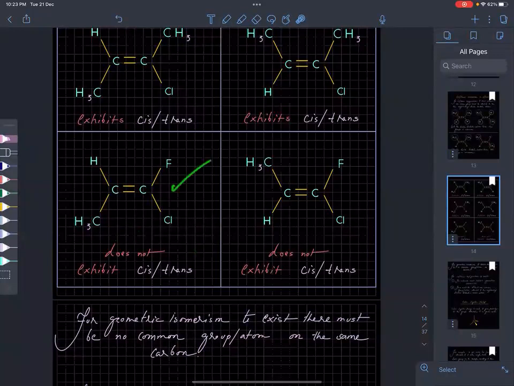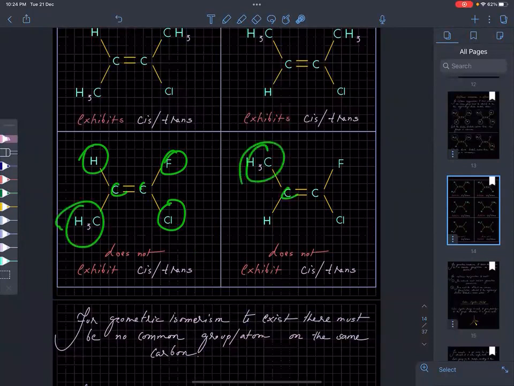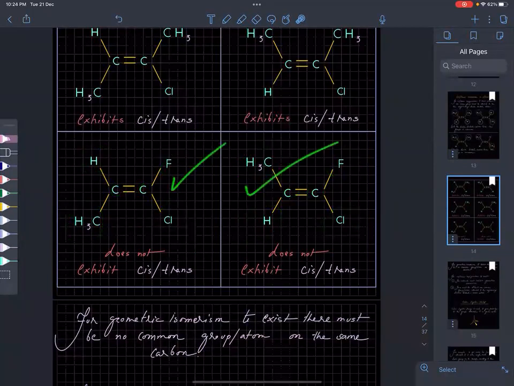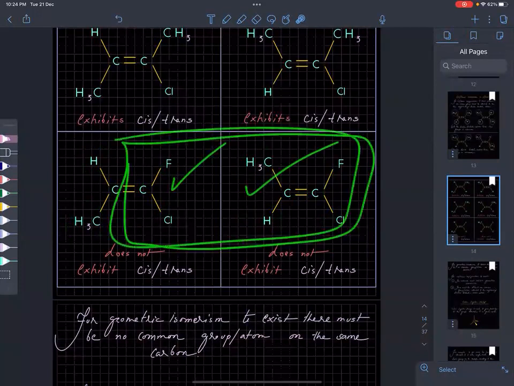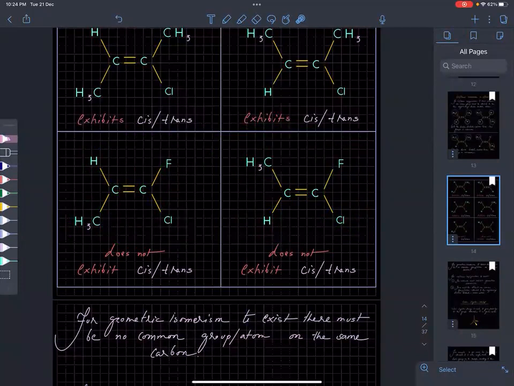But this shows geometrical isomerism. Why geometrical isomerism? Because this carbon has no same groups attached. This carbon also has no same groups attached. This carbon has no same groups attached. This carbon also has no same groups attached. So these two show geometrical isomerism, but they cannot be designated as cis and trans. So for these kinds of molecules, we'll design a different method of giving them names.